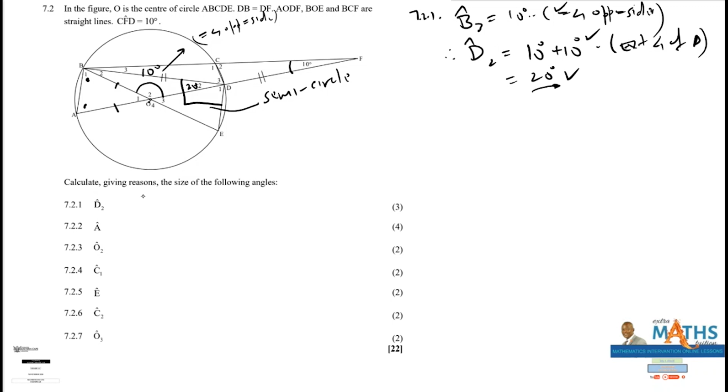Right. Now, let us look for A. For 7.2.2, they said calculate the value of A.